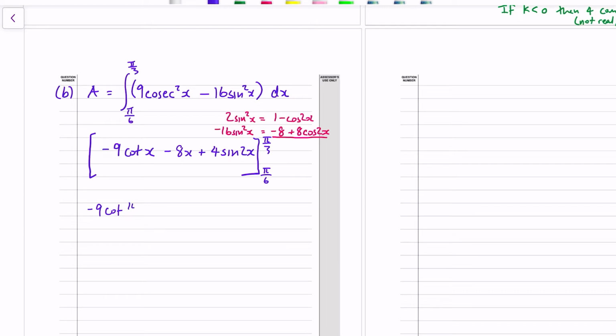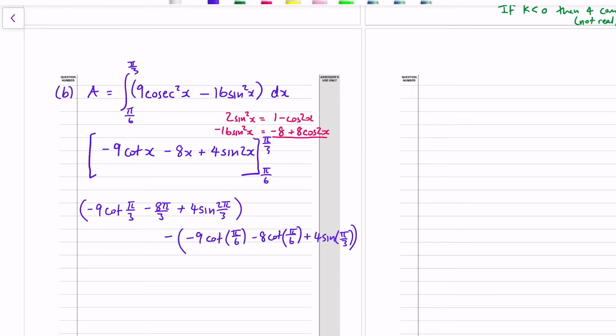Minus 9 cotan pi over 3, minus 8 pi over 3, plus 4 sine 2 pi over 3. Take away bottom limit, negative 9 cotan pi over 6, minus 8 pi over 6, plus 4 sine pi over 3. Real tedious. If you've got an upgraded graphics calculator, one of the modern ones, then it will do all the exact form for you. If you don't, then you need to start using some special triangles.